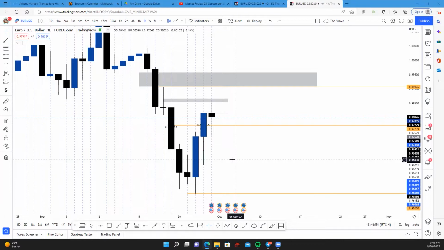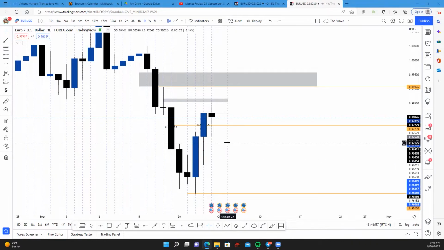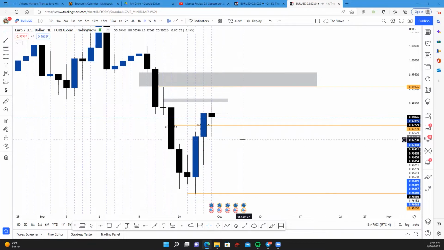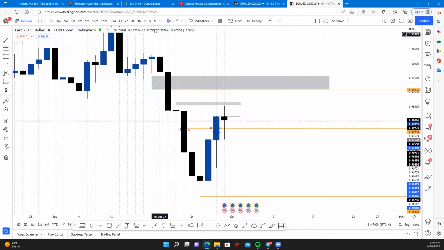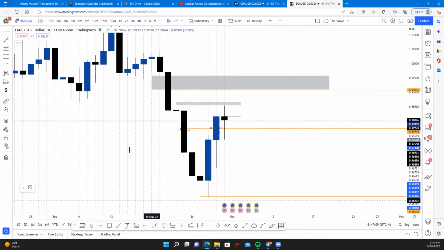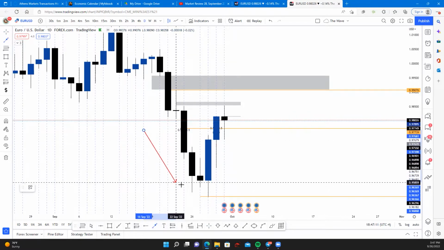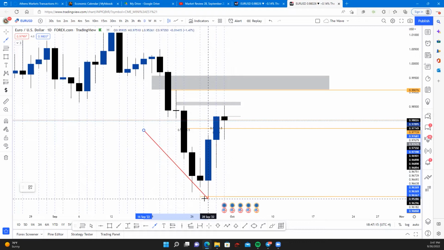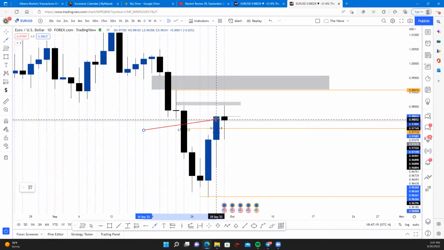Today we're going to go over what happened in the market and do a market review on the euro dollar here on the 30th of September. If you see here, we're on the daily chart. Price has been very bearish, but now we took out these lows on the 28th and started trading higher the last couple of days.